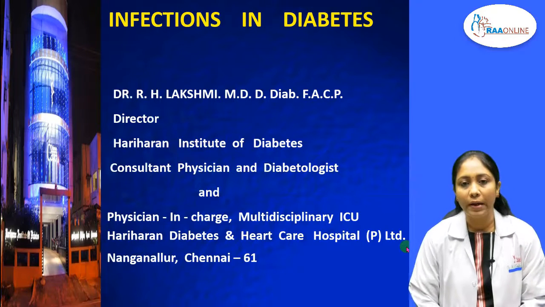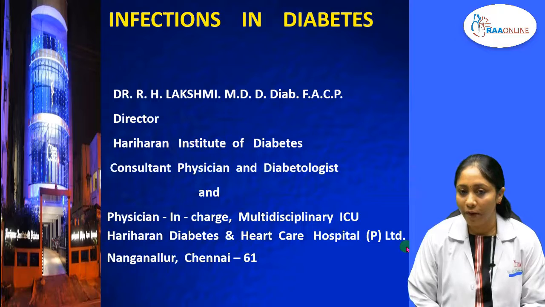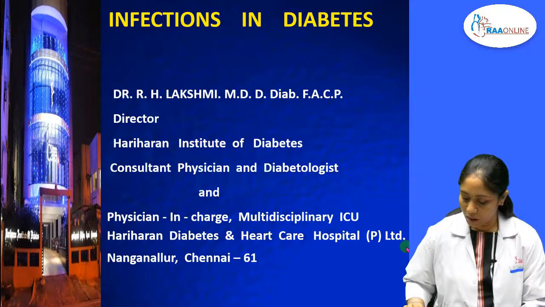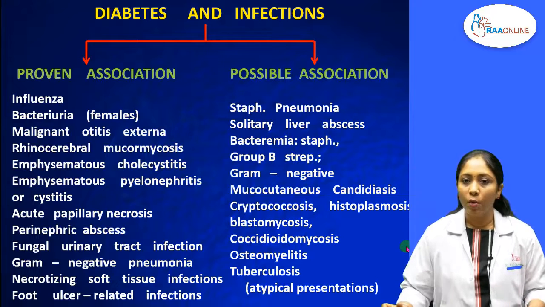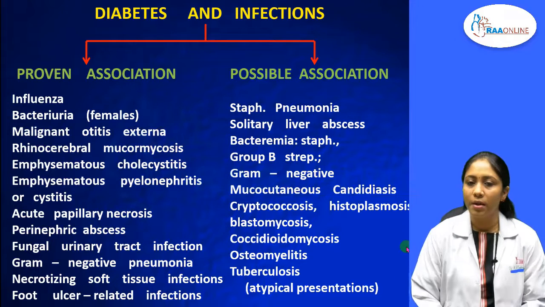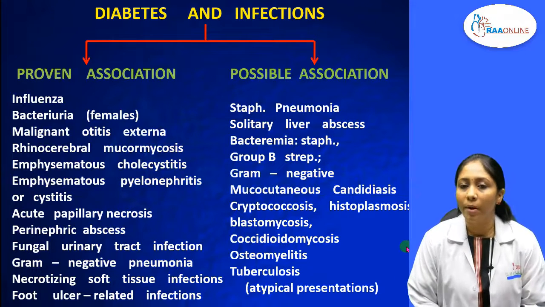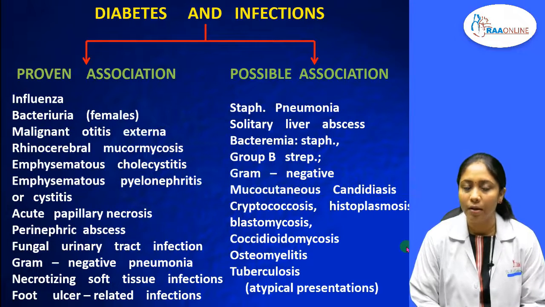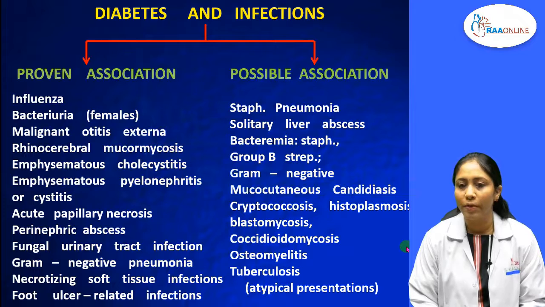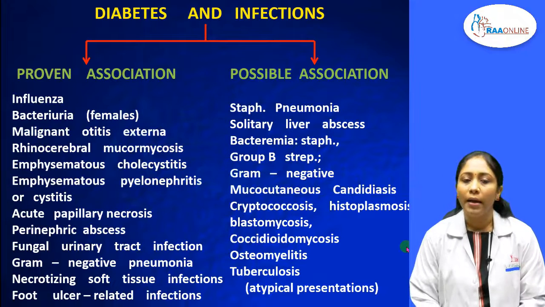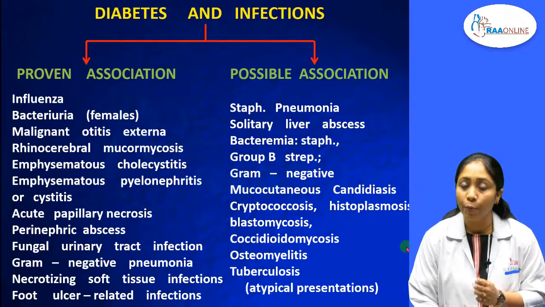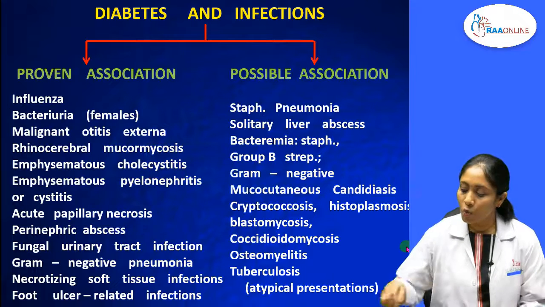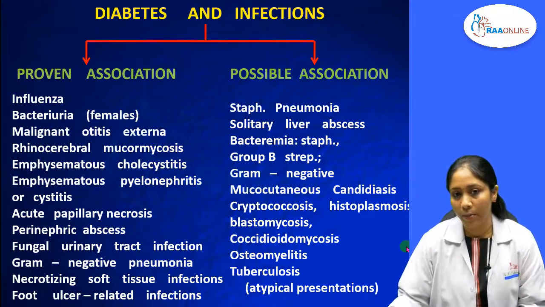This module we will be dealing with the various kinds of infections that one would come across in patients with diabetes. So to begin with, diabetes and infections are two very commonly seen and commonly associated conditions. Any patient who is a diabetic is quite prone to developing a lot of infections, and there are some infections which have proven association with diabetes and some infections which have a possible association with diabetes.